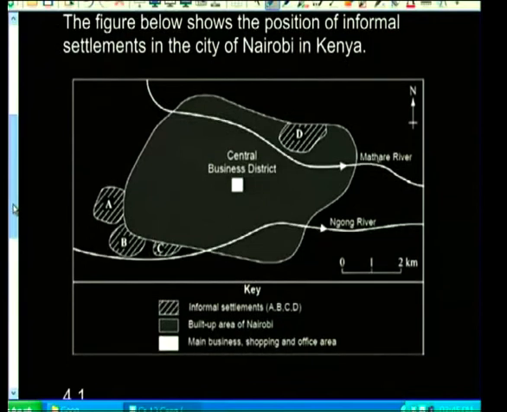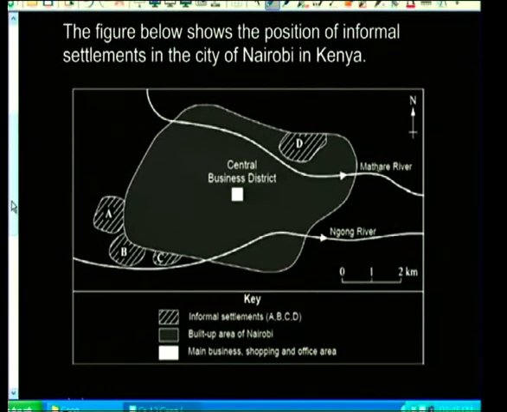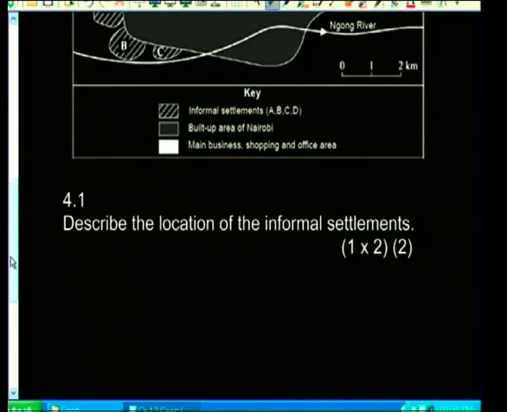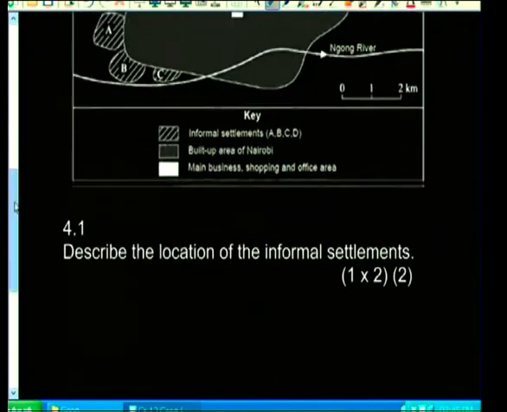It's now time to look at our last 2 questions for the day, and so we will move on to question 4. Question 4 says, the figure below shows the position of informal settlements in the city of Nairobi in Kenya. And we've got a beautiful diagram, and the question asks us to describe the location of the informal settlements.